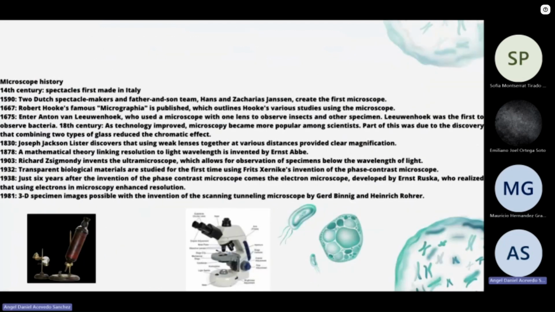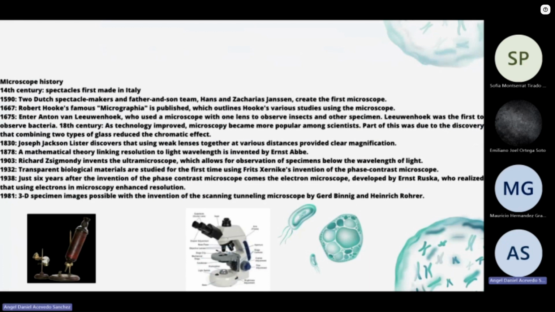Now I am going to talk of the history of the microscope. In the 14th century, spectacles were first made in Italy. In 1590, two Dutch spectacle makers, Father and son Hans and Zacharias Janssen, created the first microscope. In 1677, Robert Hooke's famous Micrographia is published, which outlined Hooke's various studies using the microscope.